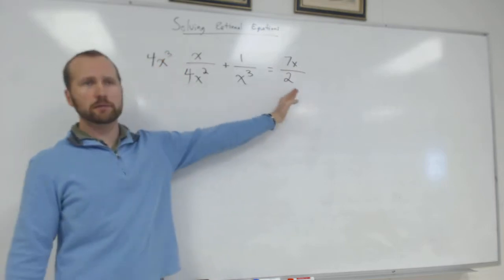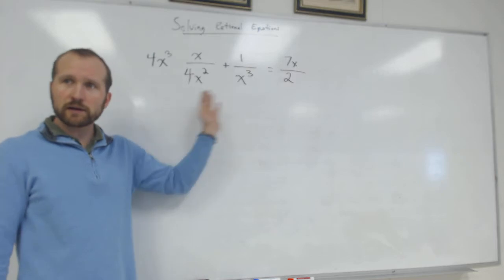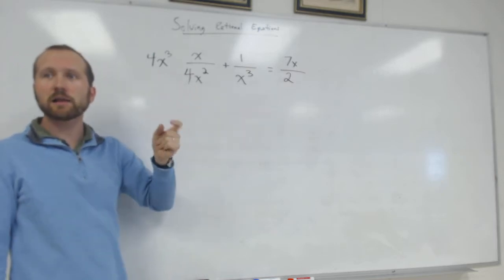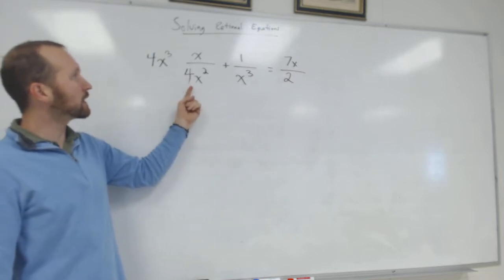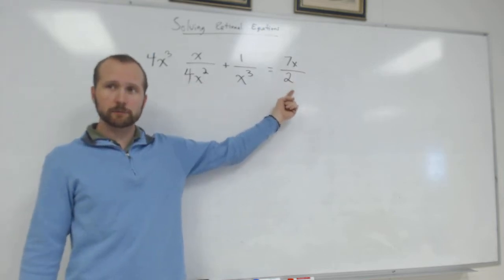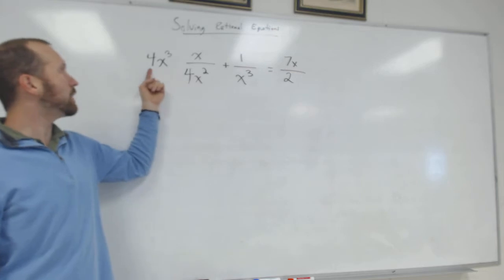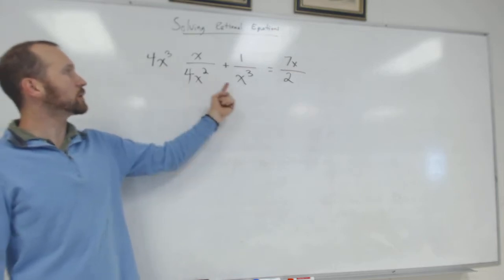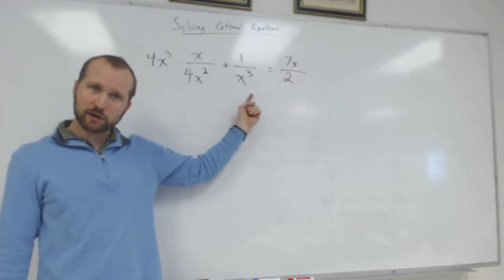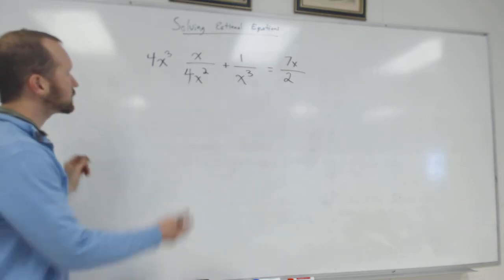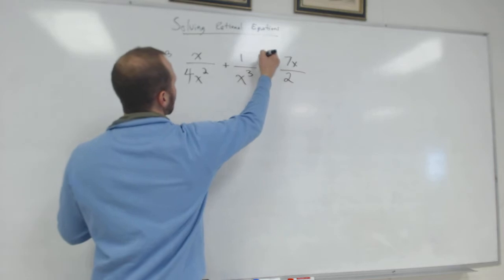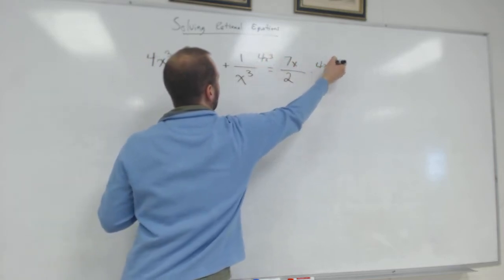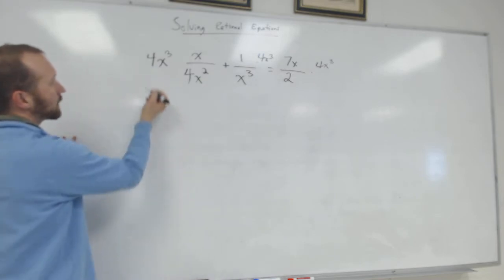Even though that's not one of my denominators. None of the denominators are 4x to the third. But this is the smallest multiplier that will clear this, this, and this. Right? I can't do a smaller number because it wouldn't clear this 4. I can't do a smaller x because it won't clear this x to the third. So I multiply everything times 4x to the third. We're not going to actually solve this. We're just going to look at what would happen.